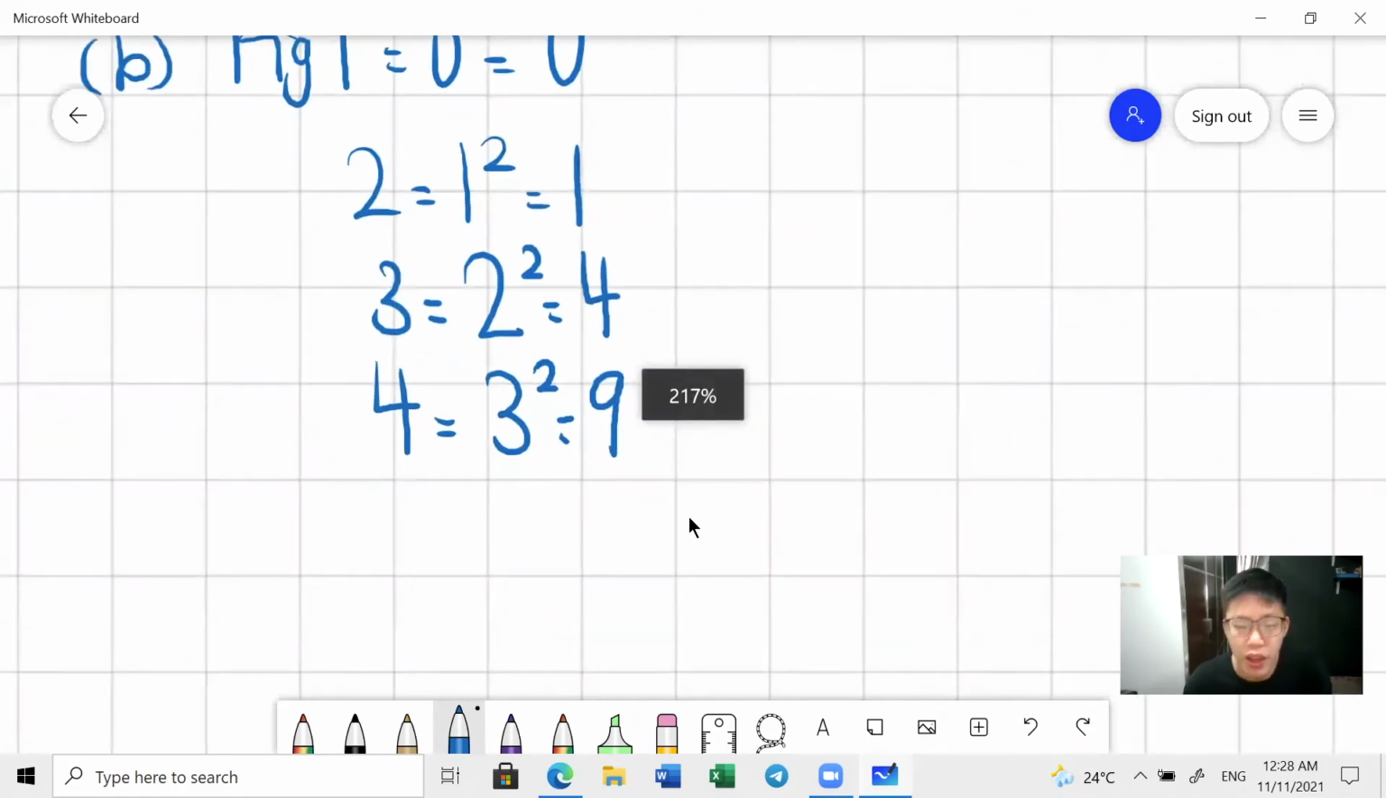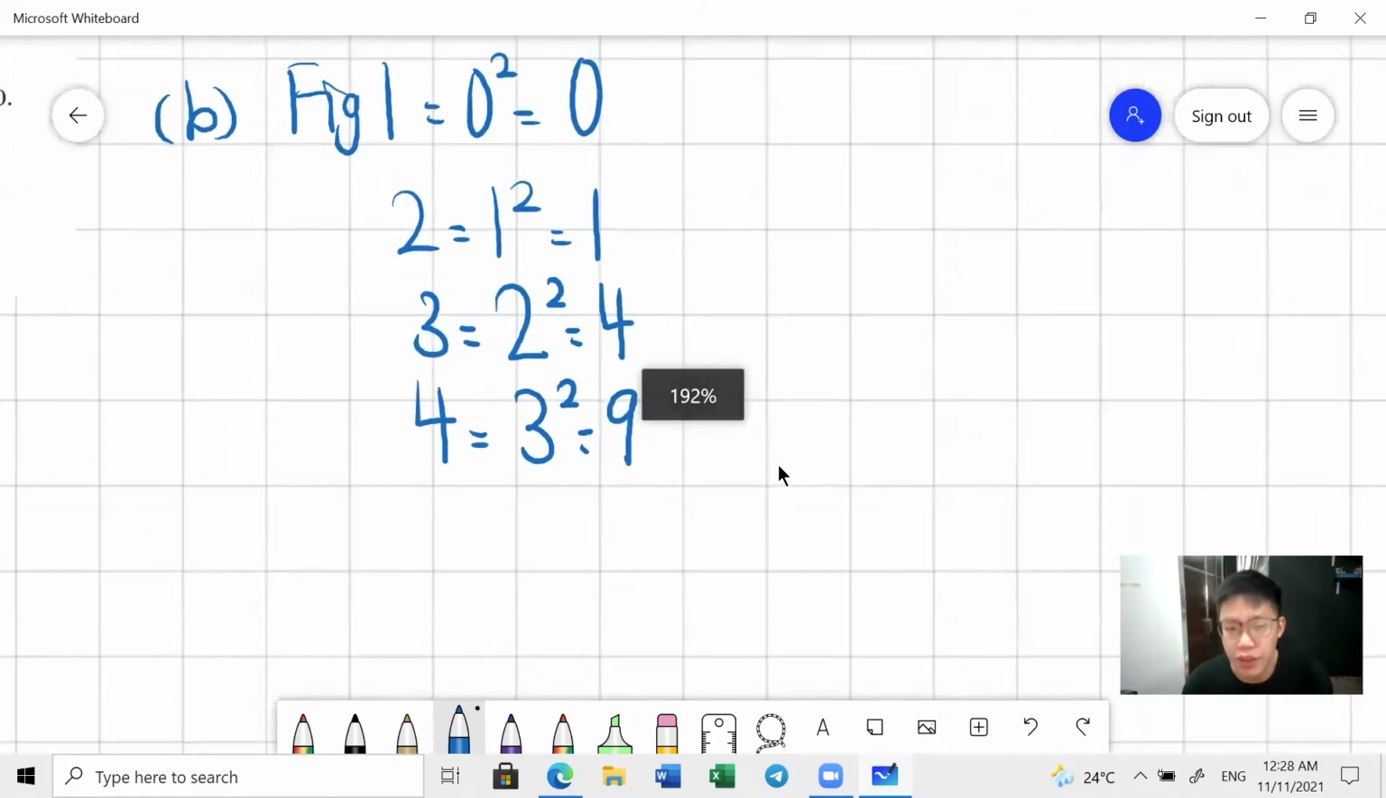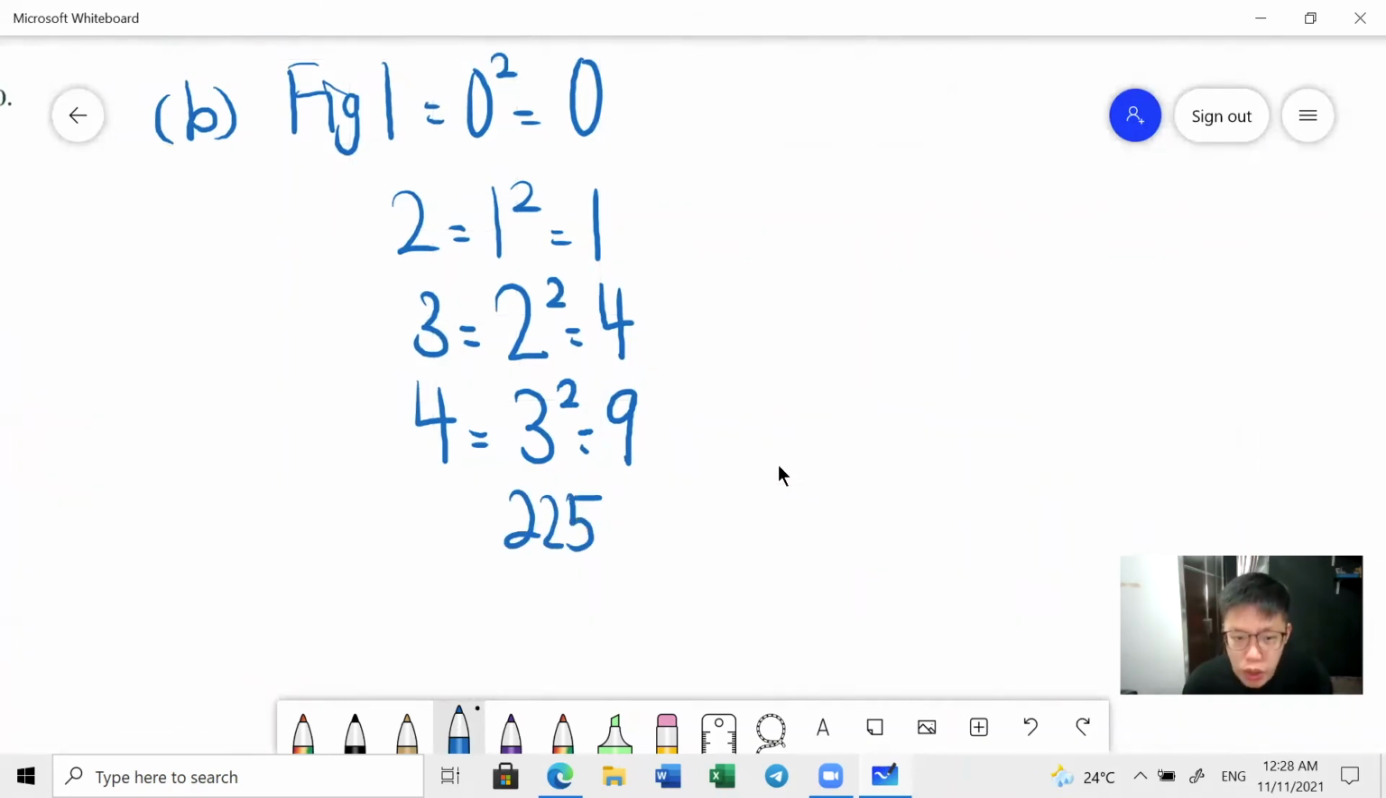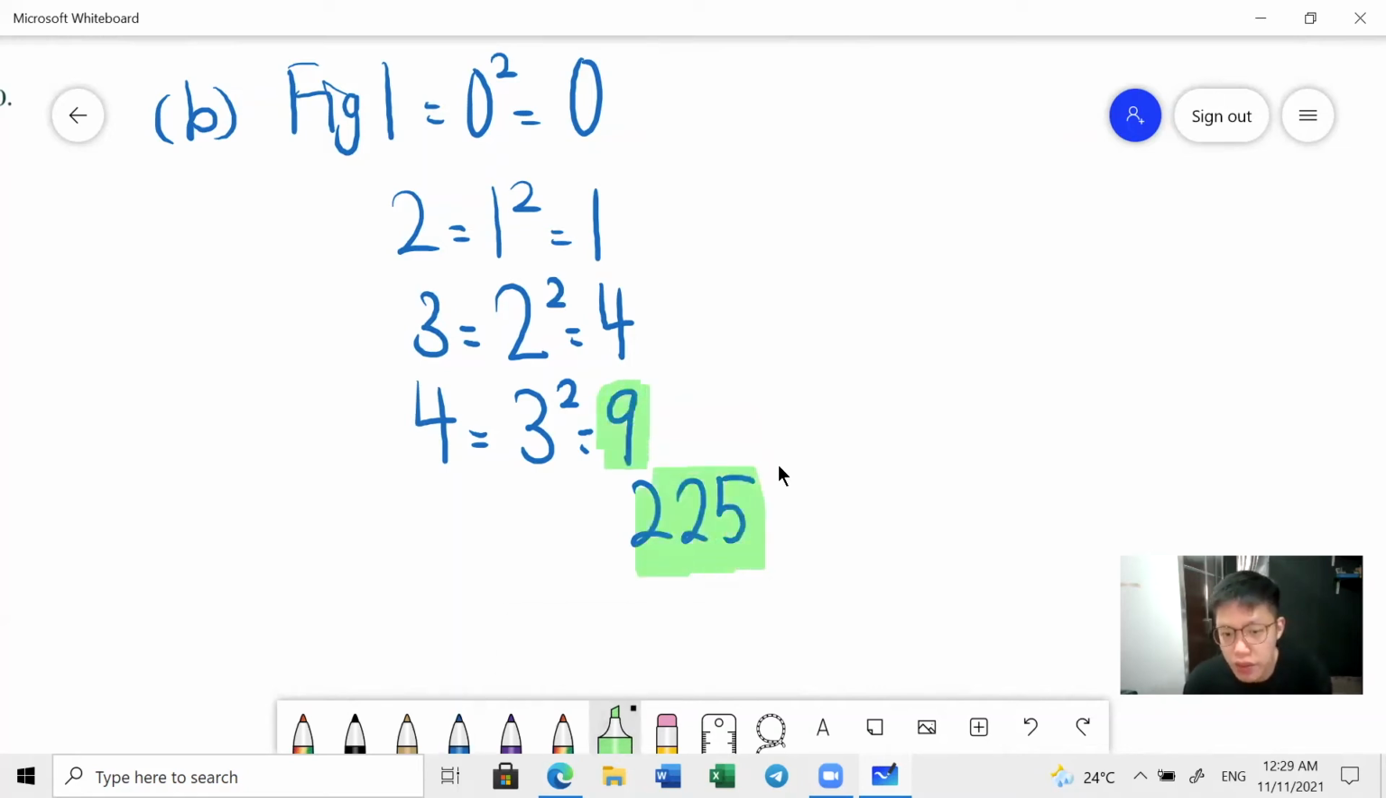I want to ask myself, where should I place my 225 white dots? Should I place it here or should I place it here? The answer is obvious, I suppose. I should place it here. 225 white dots. Make sense? Now, once I have this, I need to ask myself, how do I get from here? Because right now I have this. How do I get from here to this one itself?